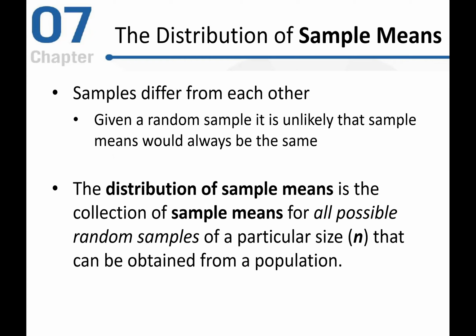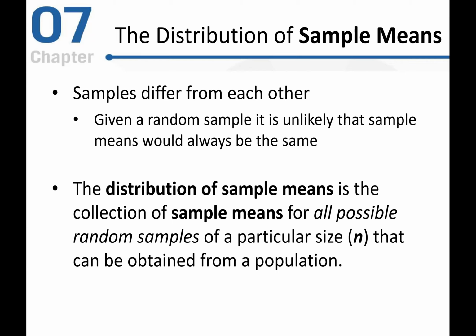All right, so the distribution of sample means. Like we said in the last slide, samples are going to differ from each other. If you take a sample from a population, that particular sample is not going to be equivalent to a second sample that you may take from the same population. So samples differ from each other, and given a random sample, it is unlikely that the sample means would always be the same. That sample statistic is not going to be the same for all the samples you take from a population. They're going to be different.